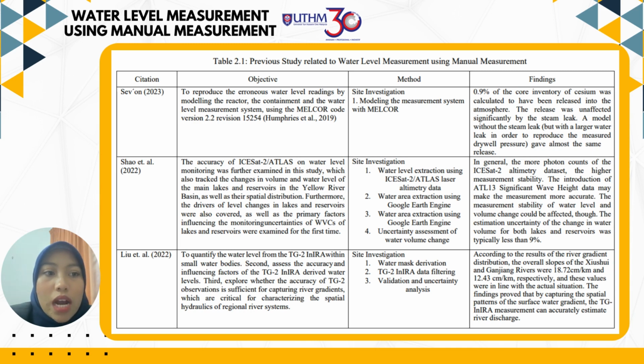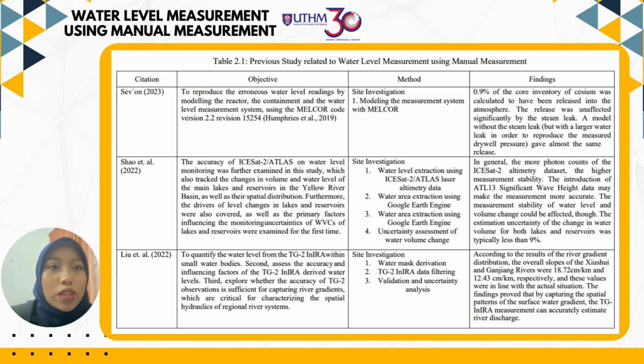And number 4, uncertainty assessment of water volume change. The finding is that the measurement stability of water level and volume change could be affected. The estimation uncertainty of the change in water volume for both lakes and reservoirs was typically less than 9%. The last one is Liu et al.